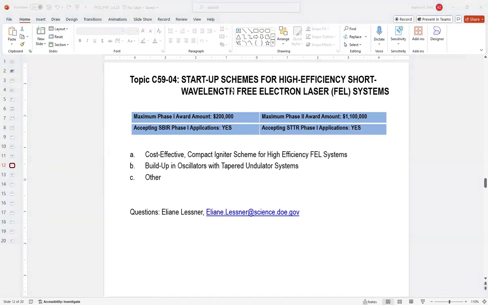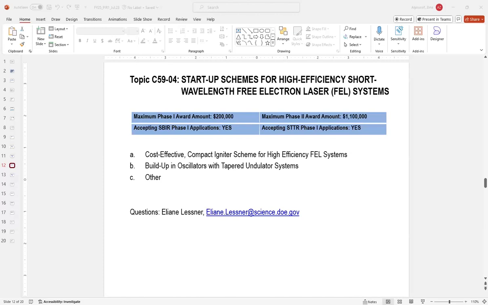There are two subtopics. Subtopic A, we're looking for a cost-effective, compact igniter scheme for high-efficiency FEL systems, which entails the development of innovative approaches for high-efficiency FELs where the high gradient power extraction is initiated from a low repetition rate intense signal that can be achieved using harmonic multiplication or alternative microbunching schemes.